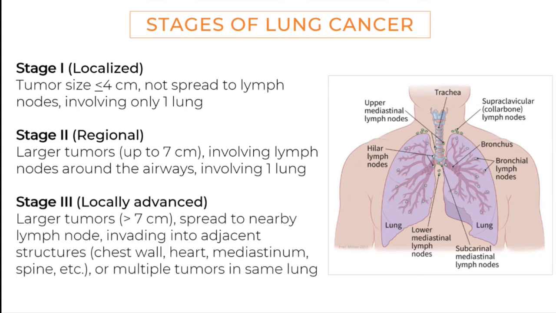Stage 3 is what we call locally advanced disease. Locally advanced disease means, well, it's still local, but it's still advanced. So let me explain. These are larger tumors, larger than 7 centimeters. They have spread to nearby lymph nodes. Now, these lymph nodes are a little bit more extensive than the lymph nodes immediately surrounding the tumor. So these could be lymph nodes in the chest wall, called the mediastinum, or the space between the lungs and the heart. This could mean the lymph nodes upper in the neck, called the supraclavicular region. And so this is slightly more advanced than just stage 2.